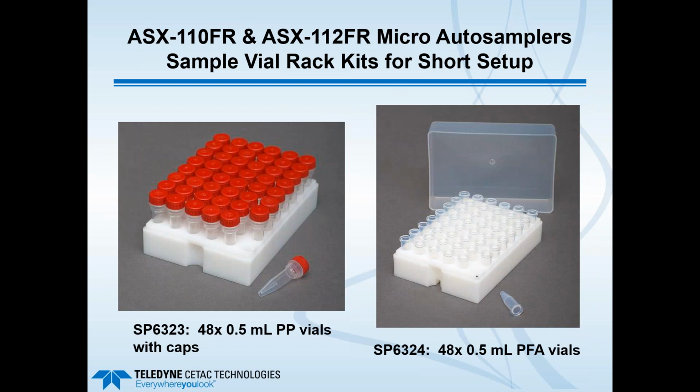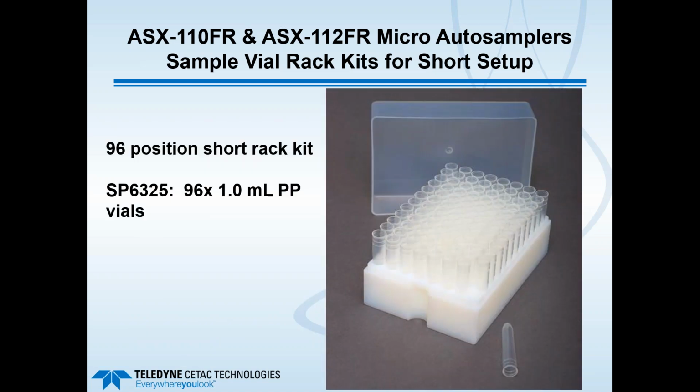Then there are similar polypropylene vials and PFA vials available for the 48 position. The 48 position is for the smallest vials available, which are 0.5 ml. And then the 96 position, these are available only in polypropylene. These are 1 ml volume. So this would be the largest sample capacity for the short setup.